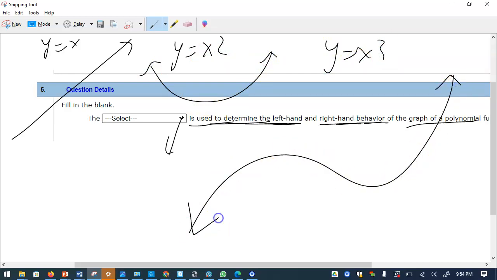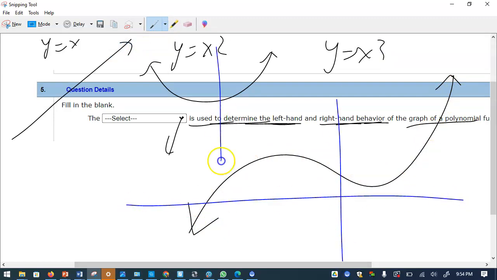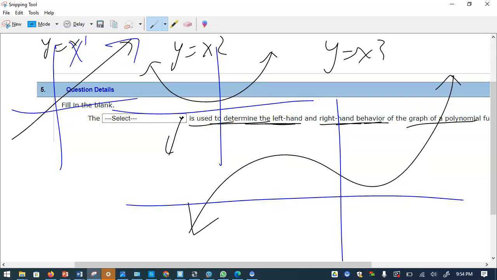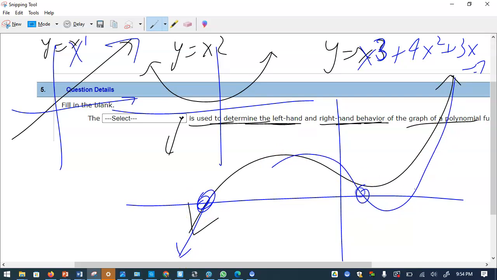See, the end behavior basically means what happens. Let's say this is the x axis, y, this is the x axis, y, and you can see whenever there is x raised to 1, the leading coefficient is important. You can have x cubed plus 4x squared plus 3x and minus 7. The main thing is it is x raised to 3. It's a cubic. The degree is 3, right? So it may cross the x-axis at one place or maybe two places.